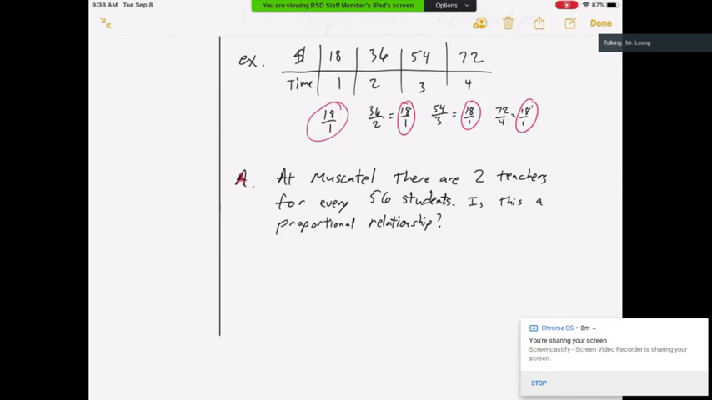Okay, so here we go. Let's go ahead and put this in the table. Okay, students, and it doesn't matter which way you make this table. I'm going to do it students on top, teachers on bottom like this. If you want to do it vertical, you could do it vertical instead.